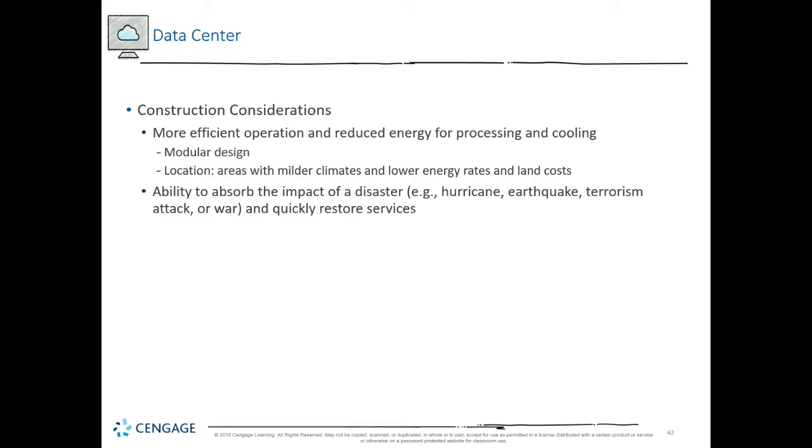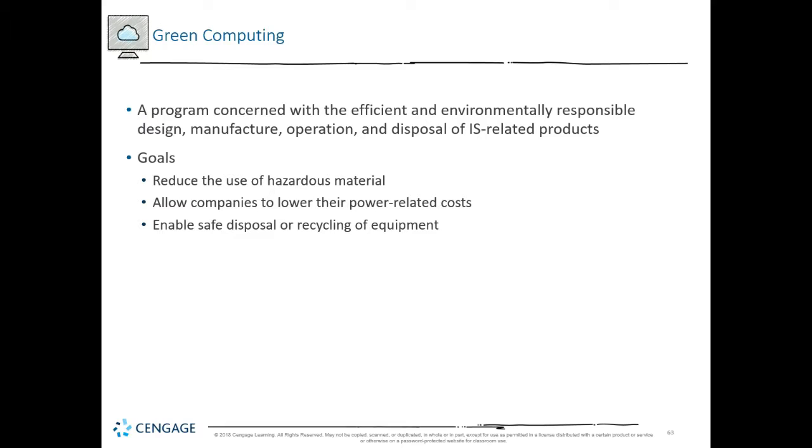Data center construction considerations: more efficient operation, reducing energy for processing and cooling, and modular design. Locations are chosen in milder climates with lower energy rates and land costs. Data centers need the ability to absorb the impact of a disaster, for example a hurricane, earthquake, terrorist attack, or war, and quickly restore services. Green computing is a program concerned with the efficient and environmentally responsible design, manufacture, operation, and disposal of IS-related products. Goals: reduce hazardous materials, allow companies to lower their power-related costs, and enable safe disposal or recycling of equipment.